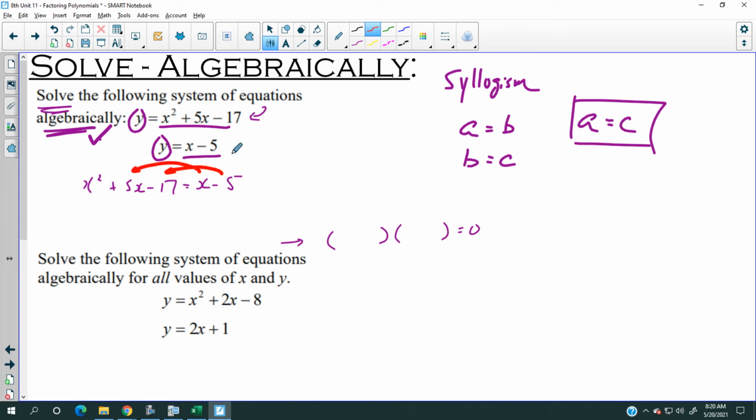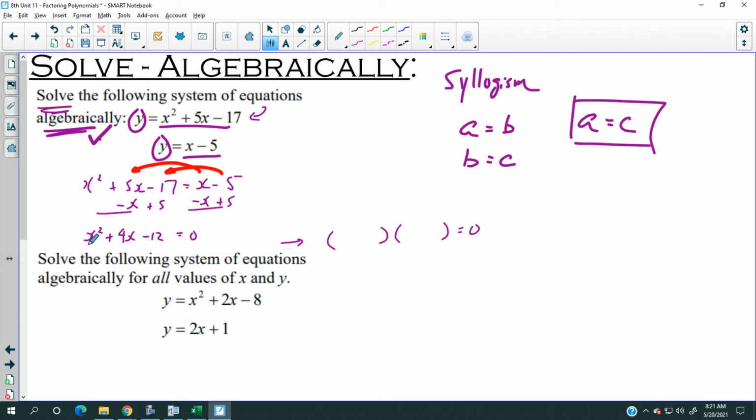We need to get these guys to the other side, all right? So what does that mean? Well, easy. We subtract x from both sides, add 5 on both sides. That's all, okay? Nothing crazy. So that's x squared. 5x minus x is 4x. Negative 17 plus 5 is negative 12, right? And then this is 0 on this side.